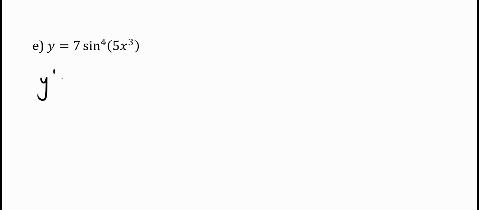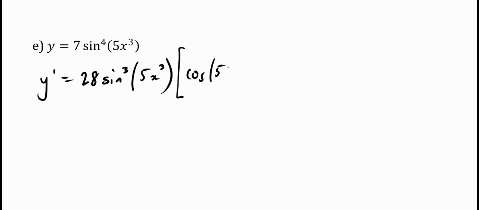Okay, so let's take a look at this one. So I take the 4 out. I'm going to multiply it by the 7, and I get 28 sine cubed of 5x cubed times the derivative of what's inside from the first part, which is cos of 5x cubed times the derivative of the angle, 5x cubed, which is 15x squared. So there's like 3 layers to that one.